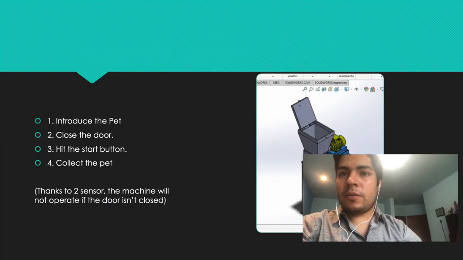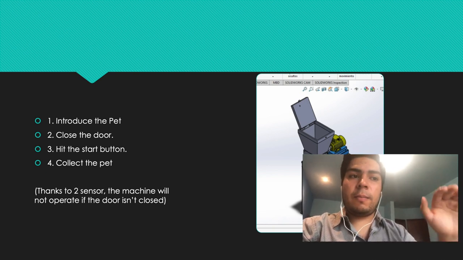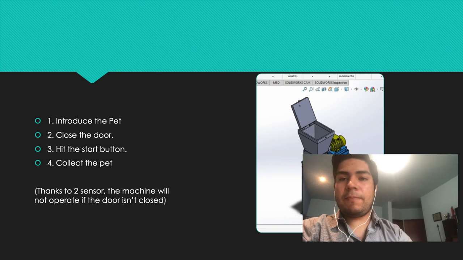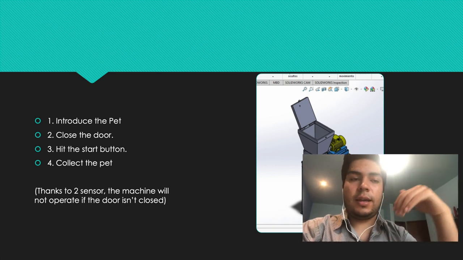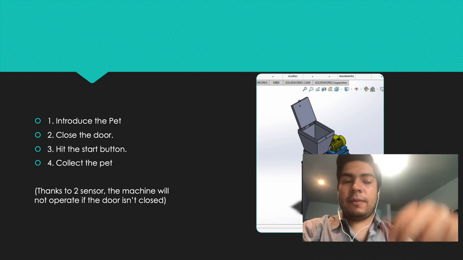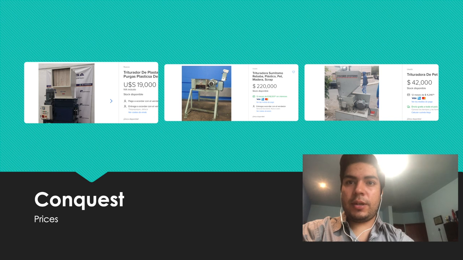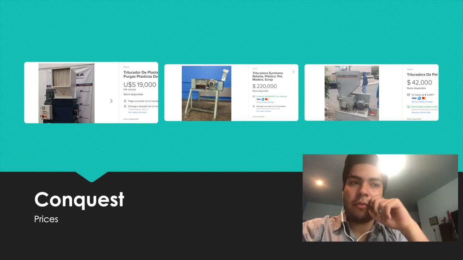How does the machine work for the consumer or for the user? You introduce the pet, you close the door, then hit the start button, and at the end, you collect the pet. Thanks to two infrared sensors that are in the box, it will not operate if the door isn't closed, so it is pretty secure for everyone to operate.